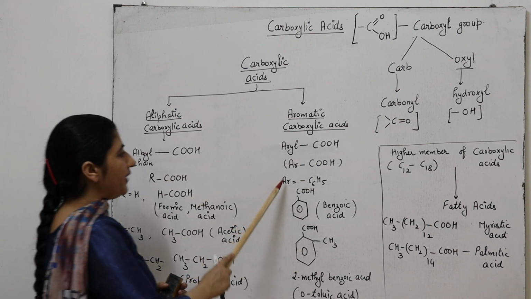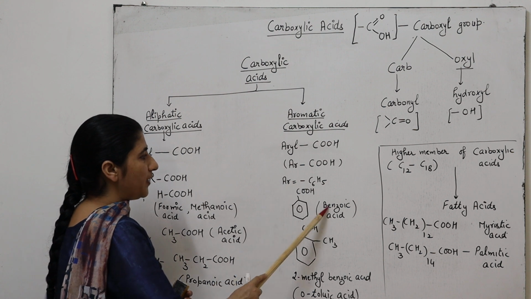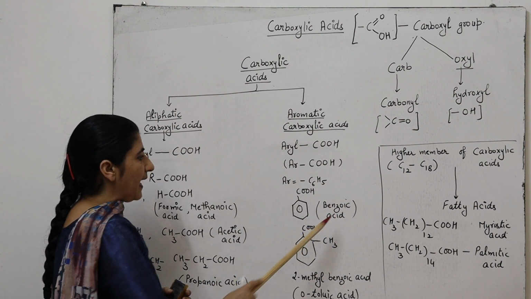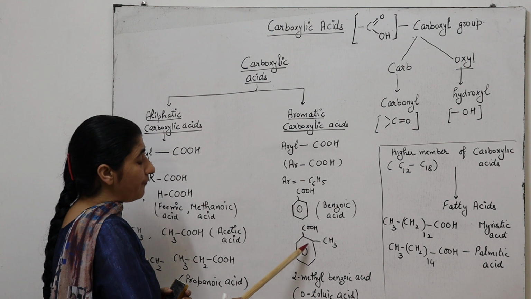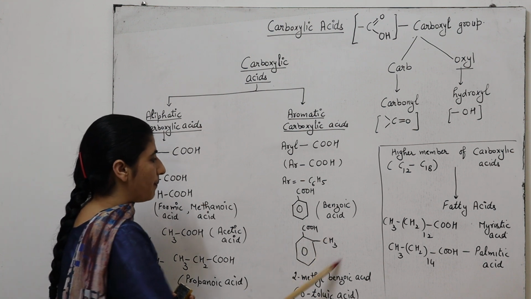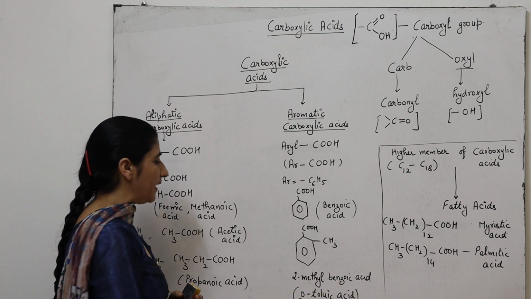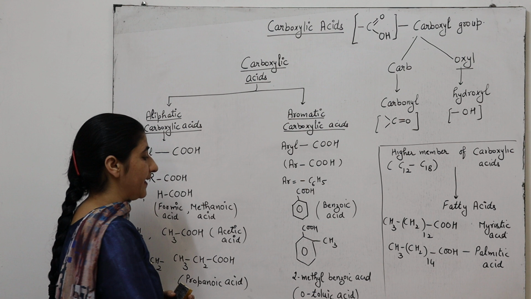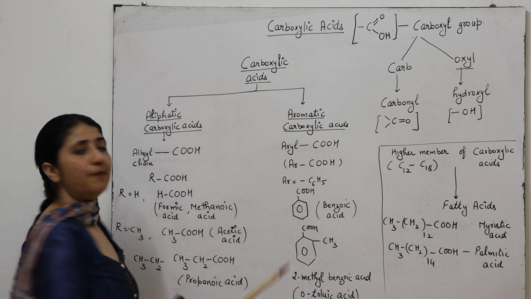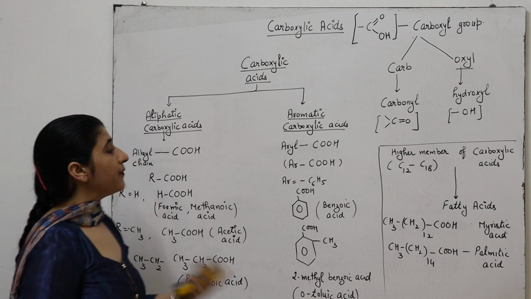On the other hand, if R is equal to phenyl, then we get benzoic acid. And if a substituted aryl group is attached, then we get 2-methyl benzoic acid, whose common name is orthotoluic acid. So these are examples of aromatic and aliphatic carboxylic acids.